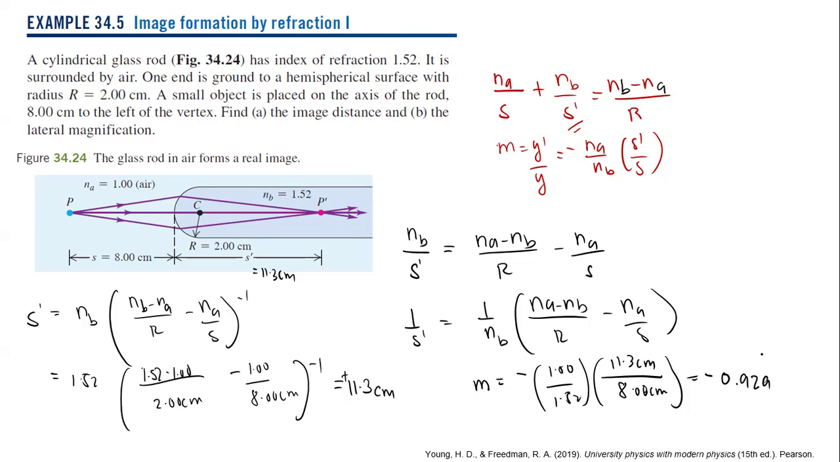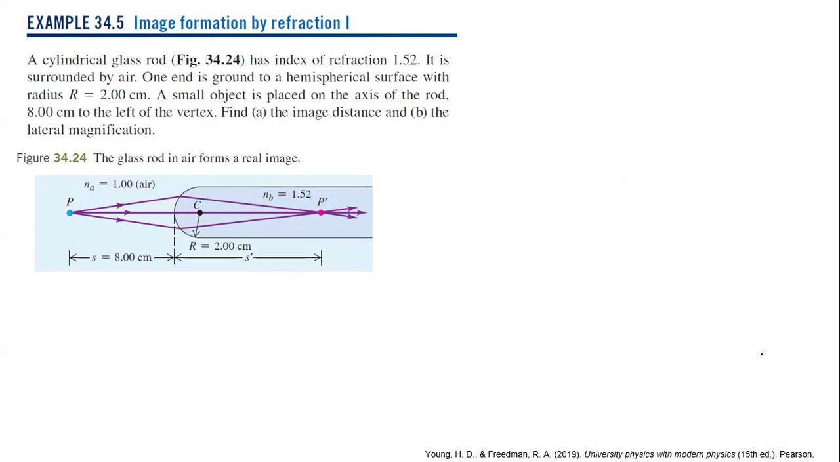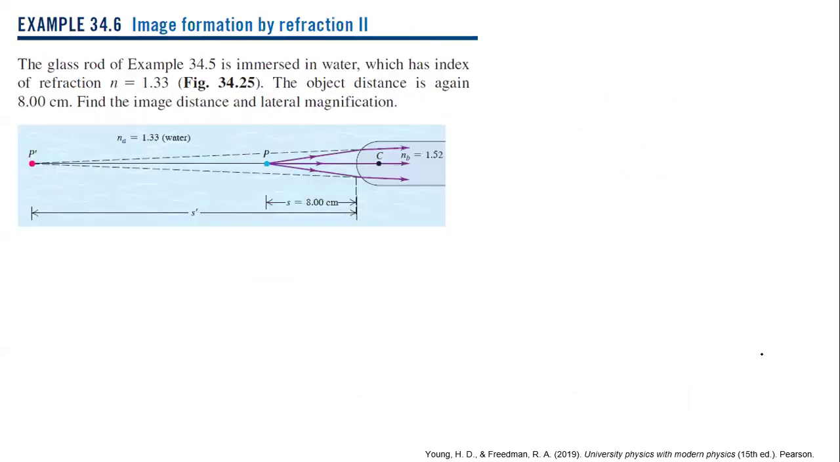I guess this is just our example. We're not going to answer this one; I will leave it as your exercise. What if the glass rod was immersed in water? The index of refraction outside is now not equal to that of air, but to that of water. So what would be the difference? Where would the new object be located?